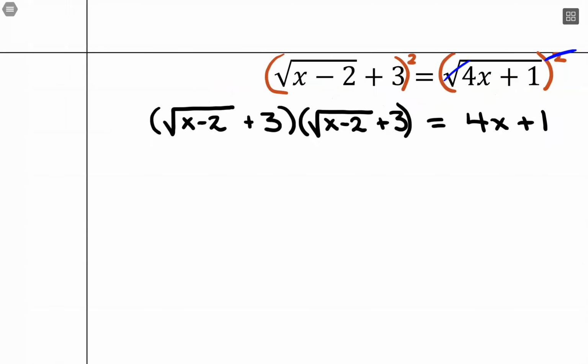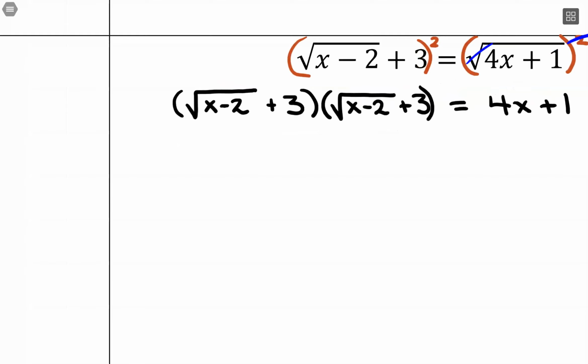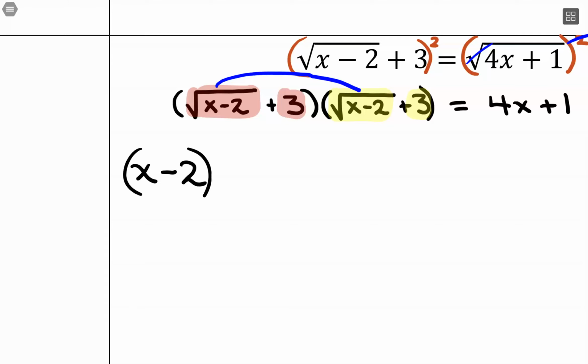Okay, so simplifying this left-hand side, what we need to visualize is we have our first term and our second term. And we have first term and second term. So let's start with multiplying the first terms. So square root of x minus 2 times square root of x minus 2, when we multiply those together, all we get is what's underneath the radical. So I'm going to go ahead and simplify that. That's just x minus 2. If it helps, we can go ahead and put parentheses there.